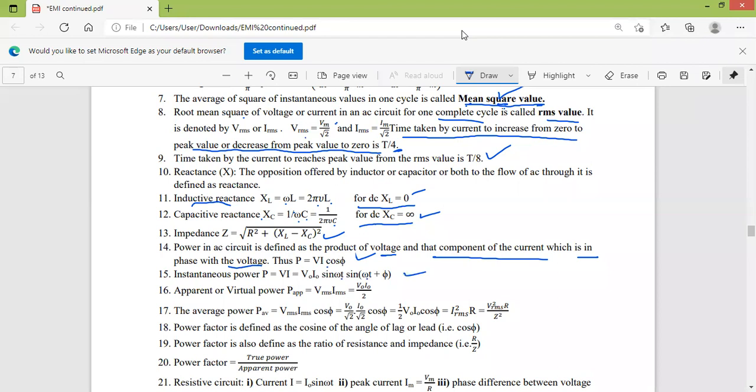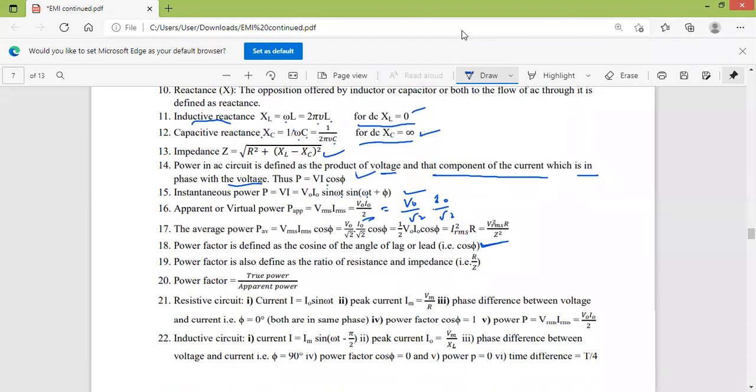Apparent or virtual power is equal to VRMS into IRMS, or V naught I naught by 2. How? VRMS means V naught by root 2, IRMS means I naught by root 2, root 2 into root 2 is 2. So it's V naught I naught by 2, that is called apparent power or virtual power. The average power is equal to VRMS IRMS into cos phi. Next, the power factor is defined as the cosine of the angle of lag or lead. This cos phi is called power factor, and it is also defined as the ratio of resistance to the impedance. Power factor is true power by apparent power.